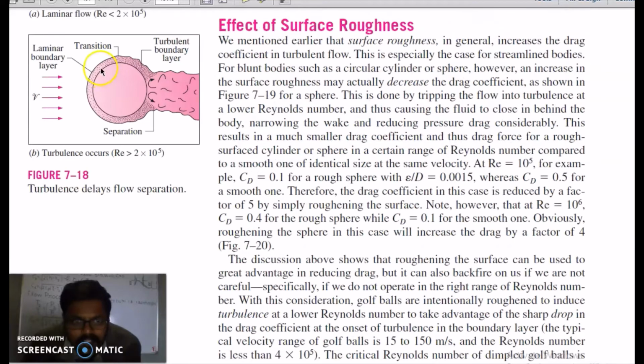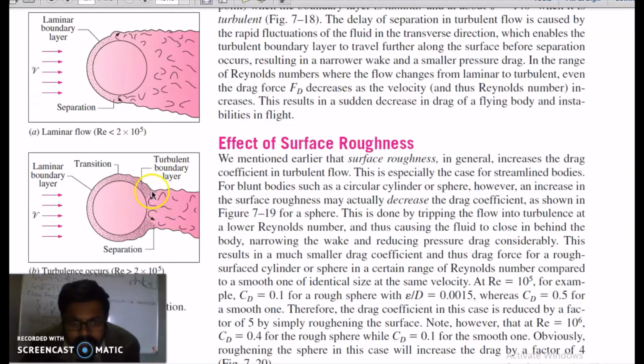If this surface is rough, the turbulent region will come and it will cover the back side of the ball, reducing the overall drag on the ball. So in the case of the turbulent region, this wake region will decrease as compared to this case, which is smooth. So in this case, the overall drag force is less as compared to this case.